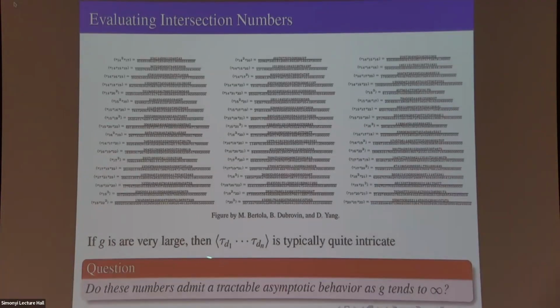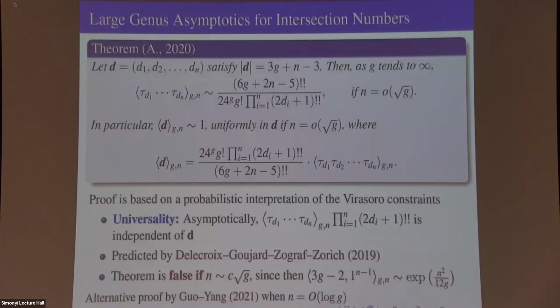But as you can see, when g is large, these things become fairly complicated. Already at genus 30, this is some 20 or 30 digit number. But I need to be able to compute them if I want to compute the volume. So the basic question is, do these numbers have some sort of tractable asymptotics as g tends to infinity? And the statement is that indeed they do.